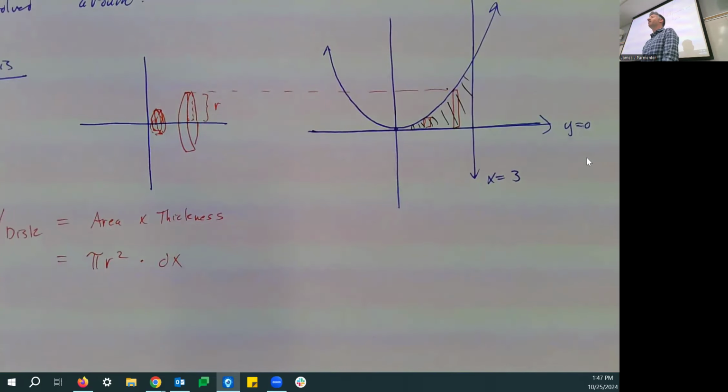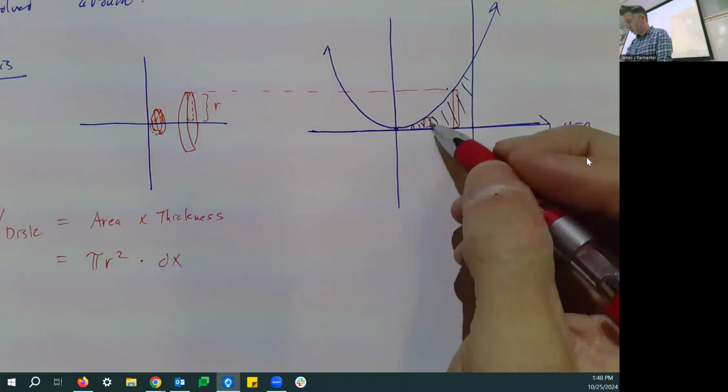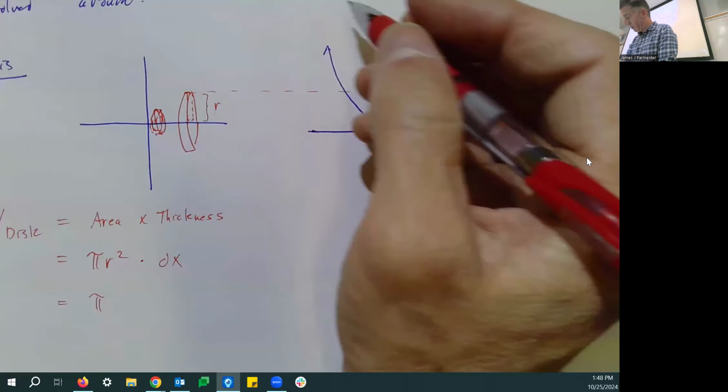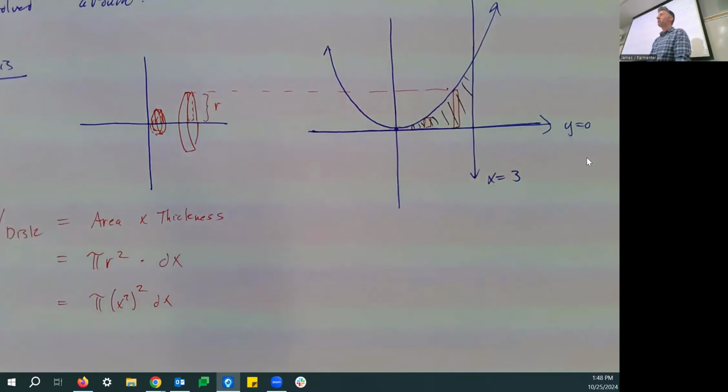So the point is the radius is almost always a function of the variable we're talking about. And it's usually just whatever the top function is. So here, my radius is just this upper bounding function. So this is going to be pi times my radius, which is x squared, times dx. That's the volume of one disk, or as I like to think of it, the volume of a slice.